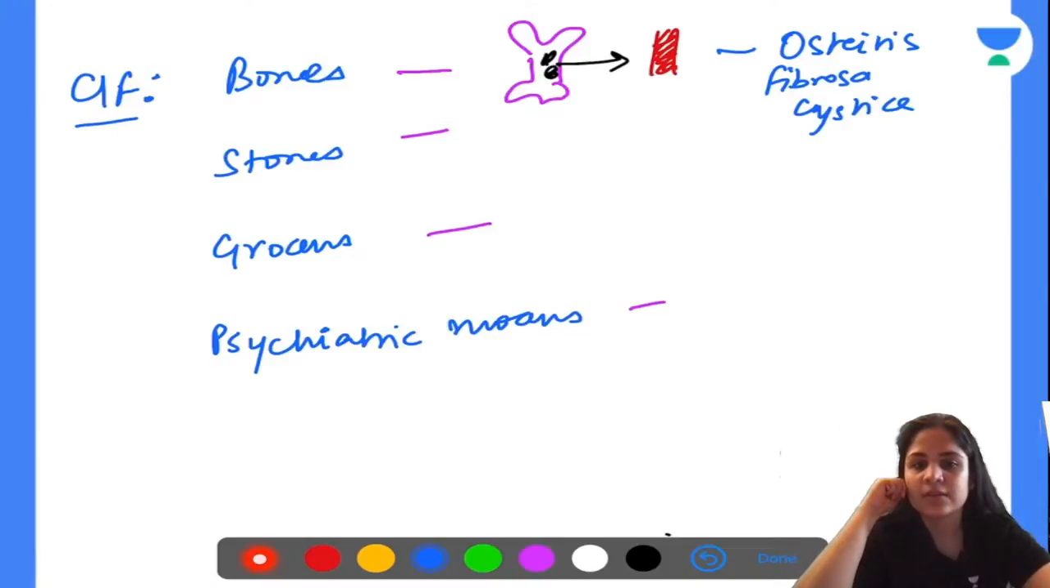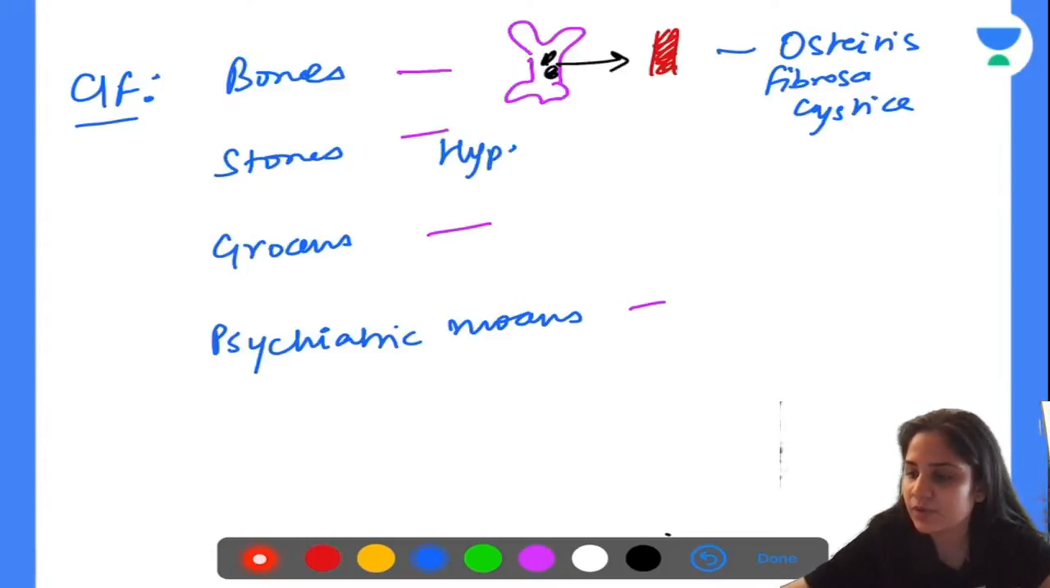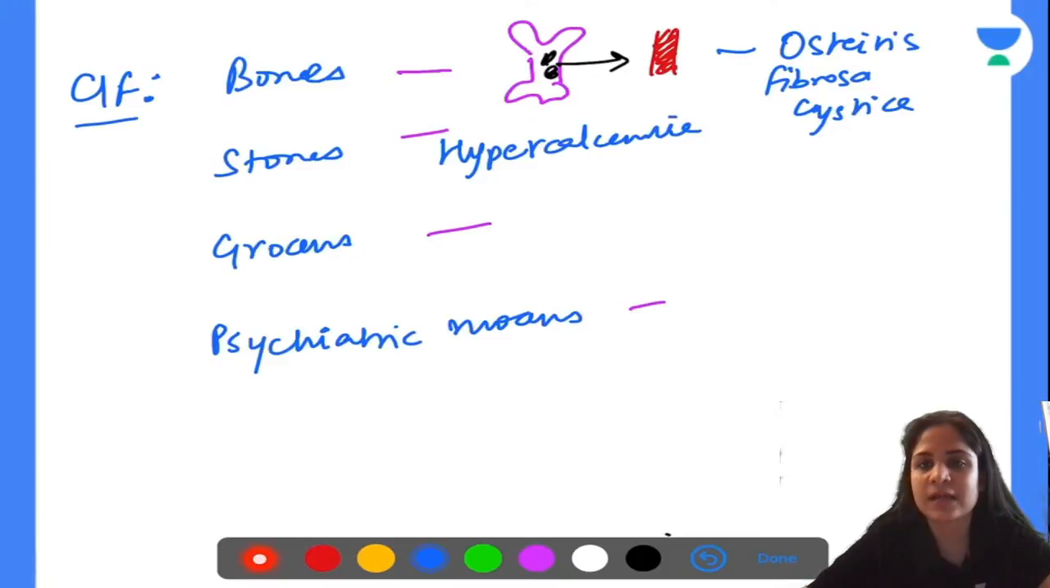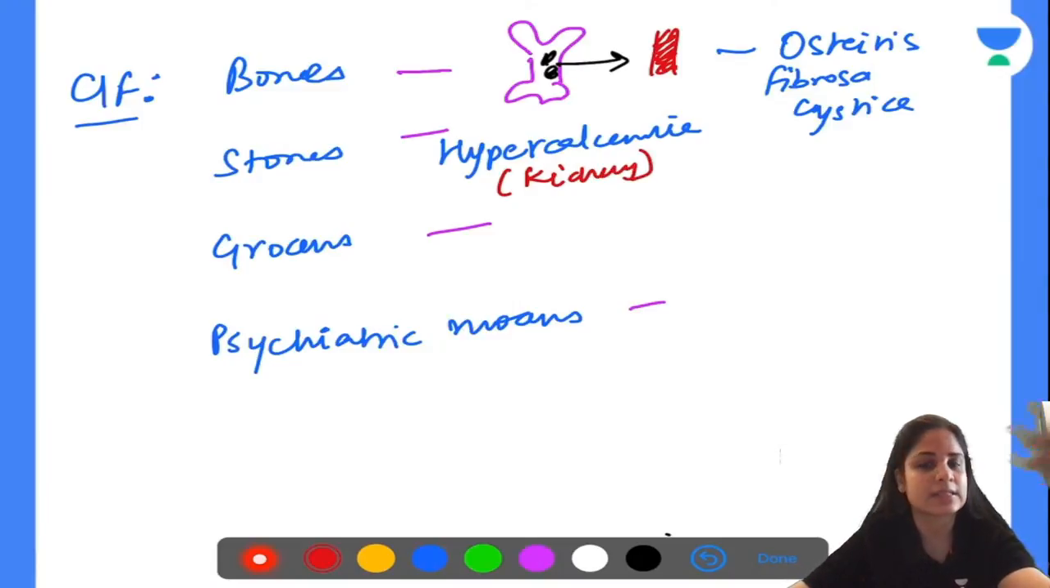Okay, now, the second thing that you see is the stones. So stones is because of hypercalcemia. You have high calcium levels because you have high parathormone levels. So because of hypercalcemia, you will have different types of stones forming. Now, what are the common stones that you see in the kidney? You see calcium oxalate monohydrate and calcium oxalate dihydrate. Okay, so if you have excessive calcium, the calcium will precipitate in the kidney as calcium stones.